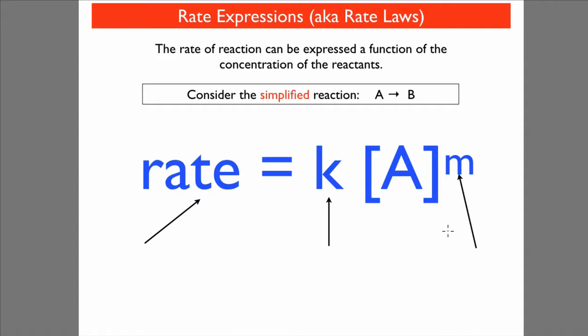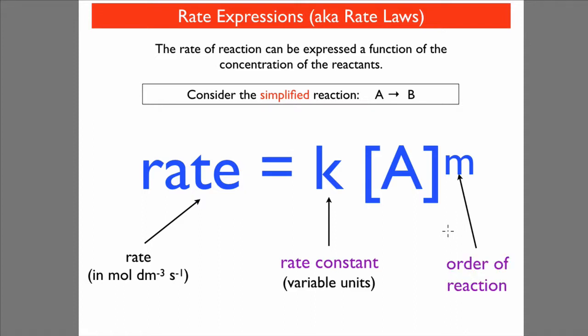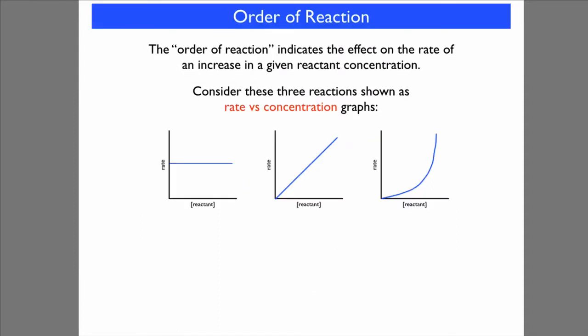The rate of reaction can be expressed as a function of the concentration of the reactants. Let's consider the simplified reaction A going to B. The rate, which has units of moles per decimeter cubed per second, equals the rate constant multiplied by the concentration of A to the power of the order of reaction. The order of reaction indicates the effect on the rate of an increase in a given reactant concentration. Let's have a look at these reactions, which show rate versus concentration graphs.